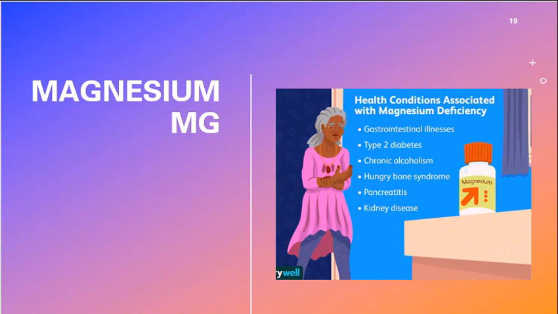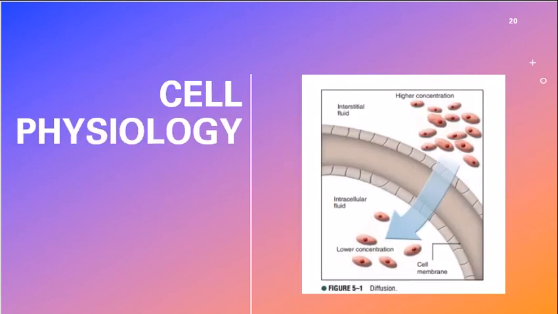Mag sulfate is also utilized in the stabilization of cardiac cells, and it reduces the potential for arrhythmias, and in particular, ventricular arrhythmias, which can be deadly for your patient.